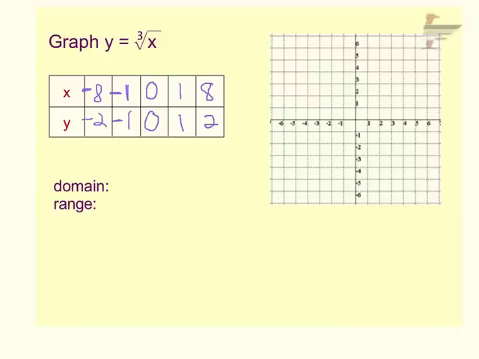So now I've got some nice points to plot over here on the graph. We have -8, -2, which is actually off my graph right here. -1, -1, 0, 0, 1, 1, right there, and then 8, 2. So this graph is going to look like this.